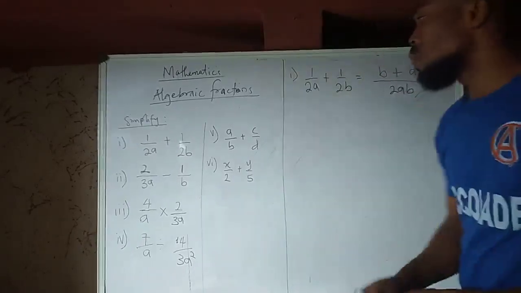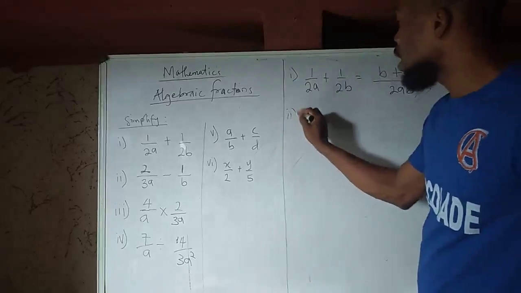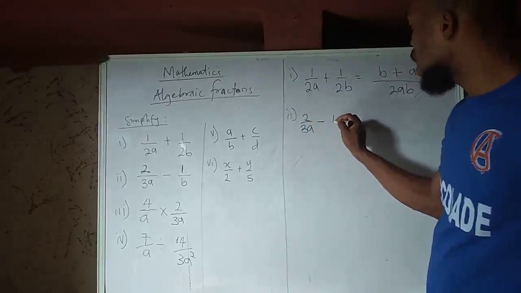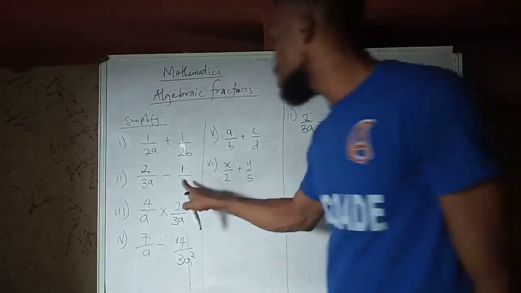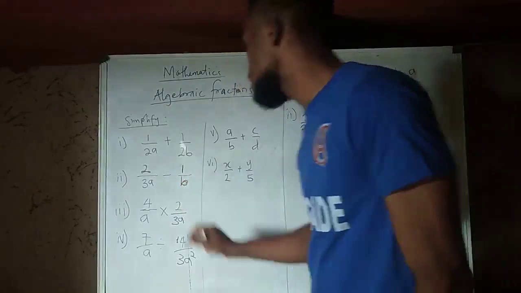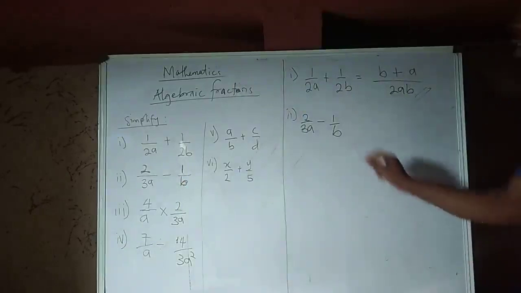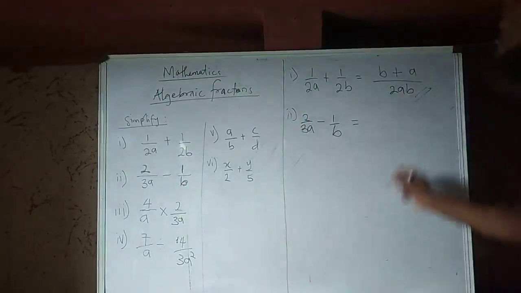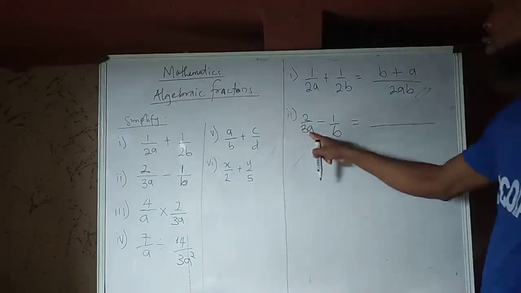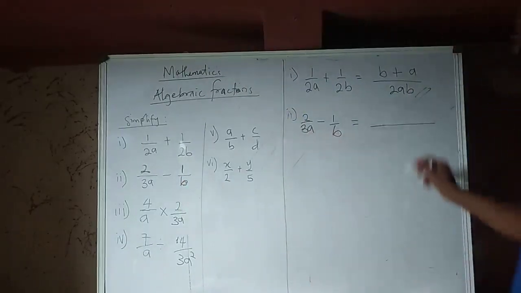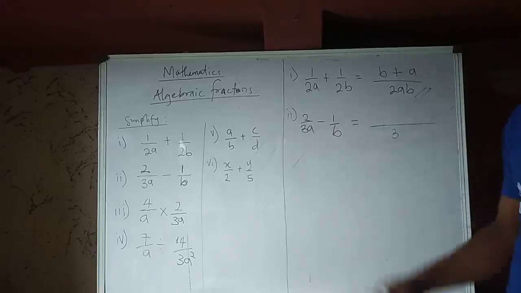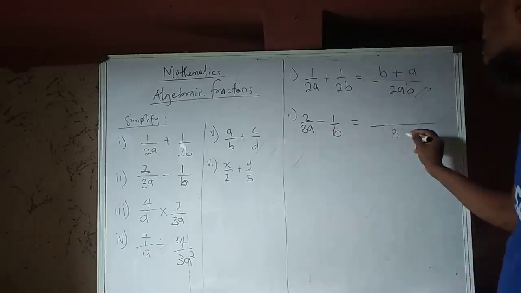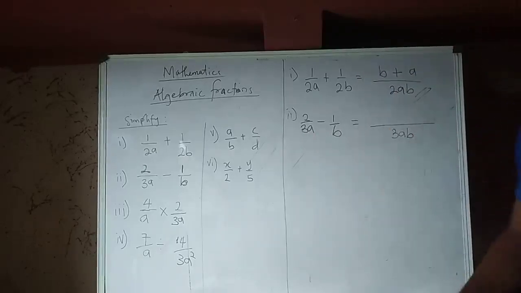On the next one, we have 2 over 3a minus 1 over b. Please, this is b, not 6. Hope it's not looking like 6. Alright, so that's what we have. The procedure is the same. We get the LCM of 3a and b. If you follow what I just did in the previous example, you're going to get that the LCM will be 3ab.